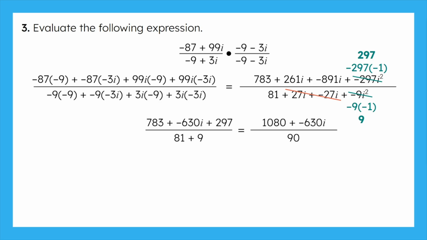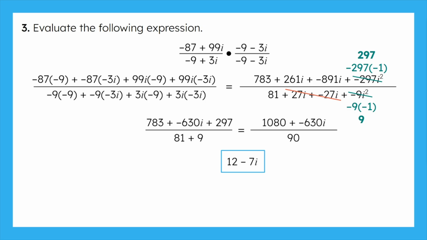We can now divide the numerator by the denominator. 1080 divided by 90 equals 12, and negative 630i divided by 90 equals negative 7i. Our final answer is 12 minus 7i.